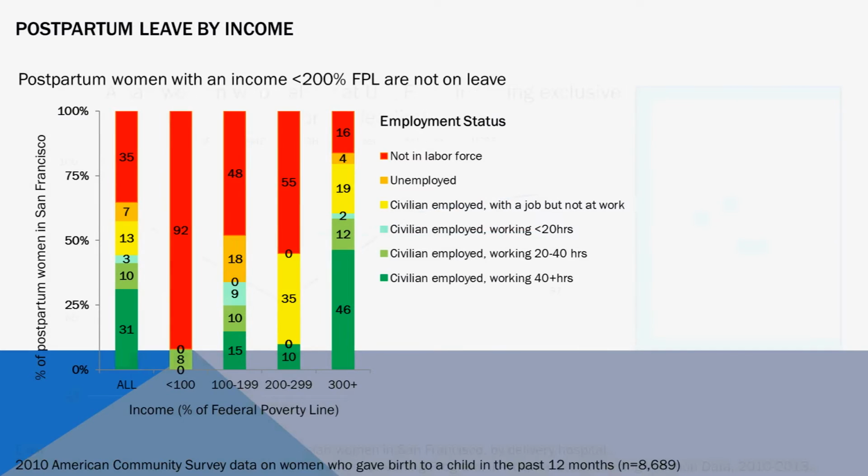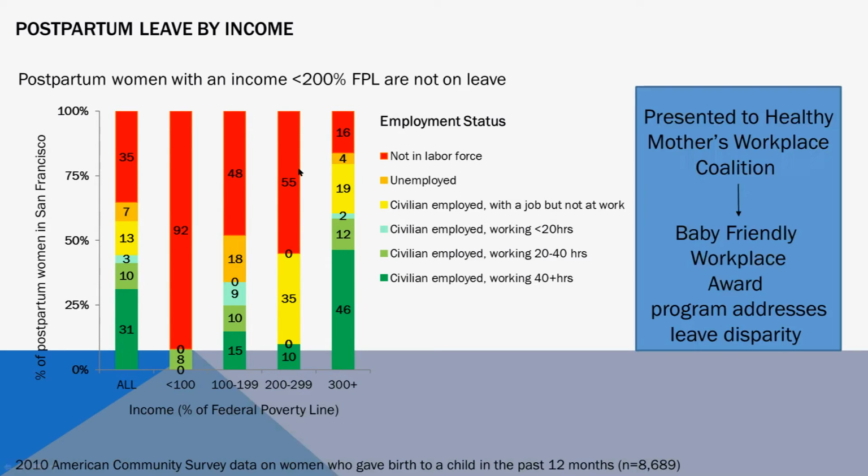This is an example of data of postpartum leave by income, and this is data using American Community Survey data. There's a lot going on here, but what you can notice is that for the higher income moms, there's some yellow in the bars, and that represents they have a job, but they're on leave. And these are women who are postpartum in that first year postpartum. In the lower income women, there's no yellow. We showed these data to the Healthy Mothers Workplace Coalition, and they are using it to help their work to address leave disparities.